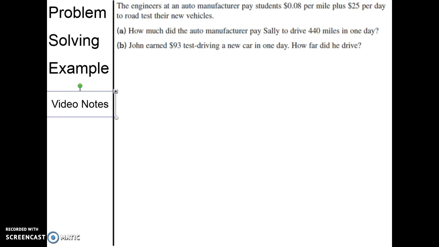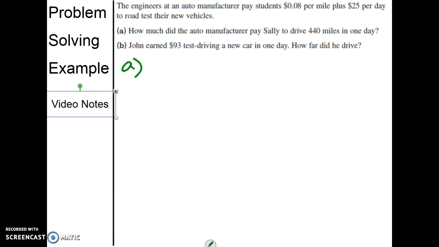Here's a problem where we want to use those four steps. There are engineers at an auto manufacturer that pay students 8 cents per mile plus $25 per day to road test their new vehicles. This is a two-part question. A: How much did the auto manufacturer pay Sally to drive 440 miles in one day? And B: John earned $93 test driving a new car in one day. How far did he drive?